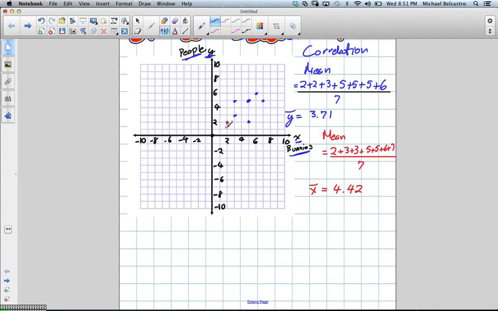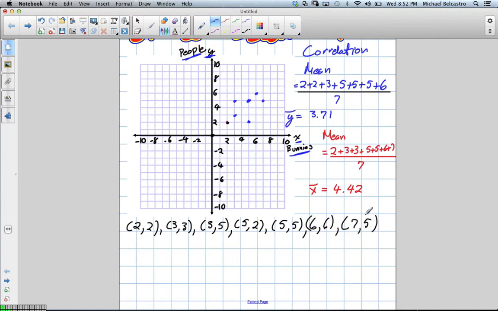So for every point we have here, we're probably going to want to write down each of the points, okay? And actually, I'll do that really quickly. Our first island was 2 and 2. Do you see that? This one's 2 and 2. The next one is what? 3 and 3. What else? And 3 and 5. And then 5 and 2. Good. And then 5 and 5. 6 and 6. 7 and 5. Good. Okay. So these are all of our points right now.